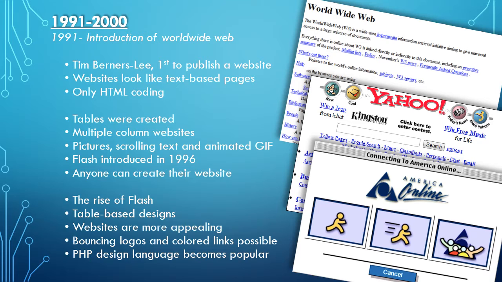In the mid-90s, tables are created, and web designers make multiple column websites. Background pictures become a possibility, and we see the start of scrolling text and animated GIFs. Flash is introduced in 1996. Sites like GeoCities and AngelFire make it possible for anyone to create their own personal websites.